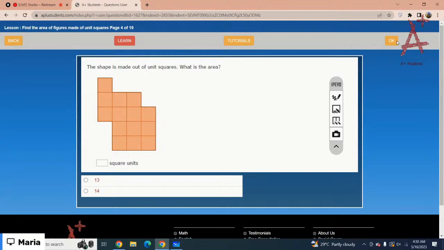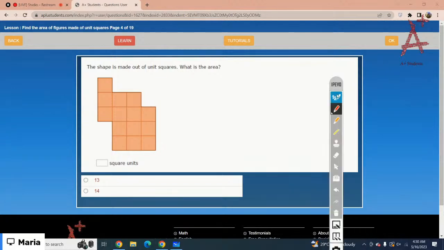Okay, the shape is made out of unit squares. What is the area? We have to count: 1, 2, 3, 4, 5, 6, 7, 8, 9, 10, 11, 12, 13, 14. So the area of this shape is 14 square units. The correct option is 14.